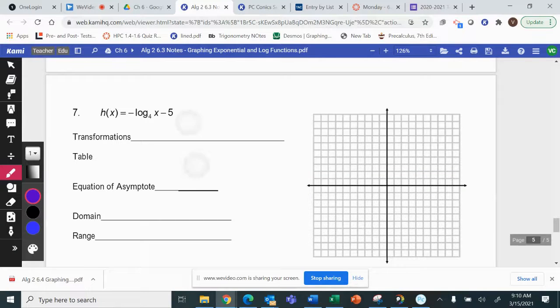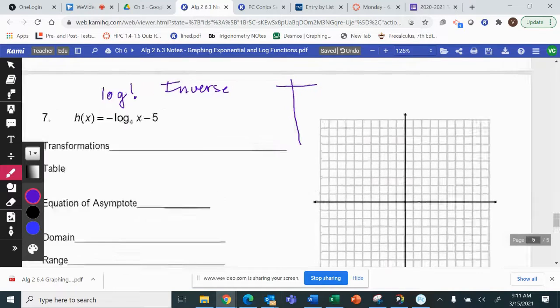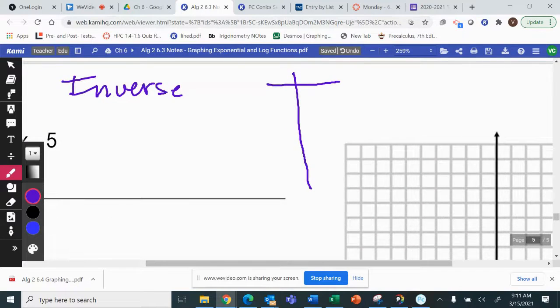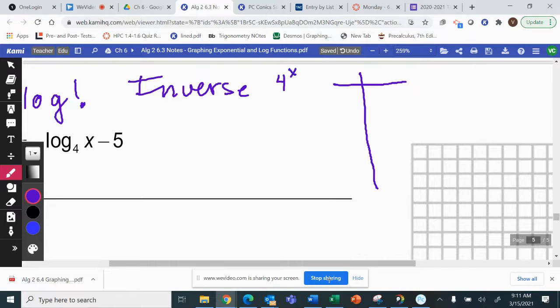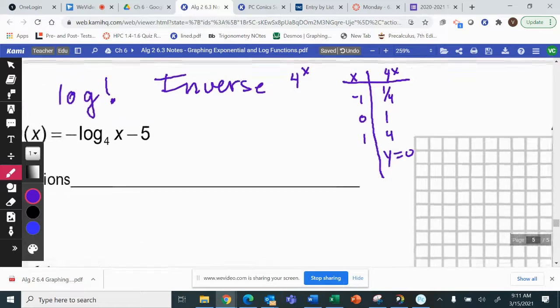So this one is logarithmic. So that means we have to do the inverse first. And I'm not putting that inverse down by the table section because the inverse is not my table. It's how I find my table. And my inverse for this is going to be the base 4 to the x. So I do -1, 0, 1, y equals 0. So that'll be 1/4, 1, and 4. That is not what I'm using, though.